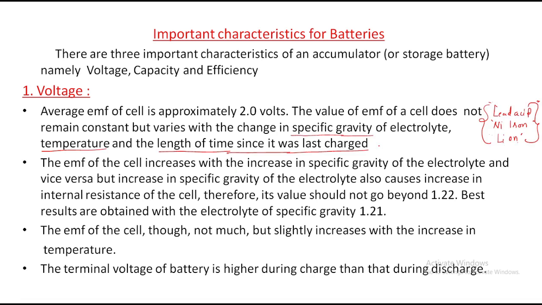These are the points of the voltage. Voltage is the most important thing. First, the voltage depends on the specific gravity of the electrolyte, the temperature, and the length of time. As the specific gravity increases, the EMF increases, but when the EMF increases, the internal resistance also increases. That will create a problem for the battery. That's why the specific gravity is kept at almost 1.21. Whenever you increase the temperature, the EMF does not increase much. The most important thing is that the terminal voltage of the battery during charging is higher than during discharge.